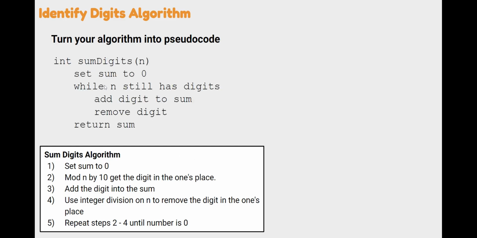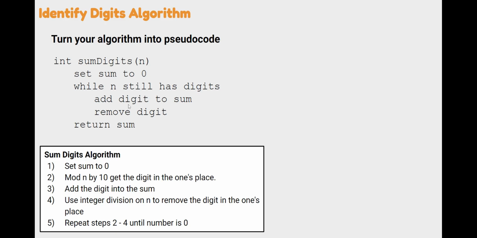Our pseudocode would look as follows. We have a method called SumDigits where we get a parameter n. We're going to return an integer, which will be the sum of those digits. Since we want to calculate a sum, the first thing we're going to do is set sum to 0. We're going to loop while n still has digits, while there are still digits to pop off, meaning we haven't turned it into a 0 yet.